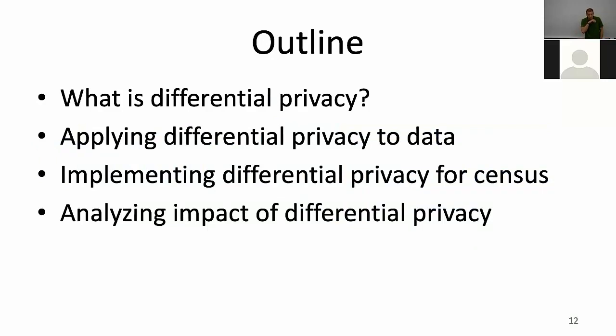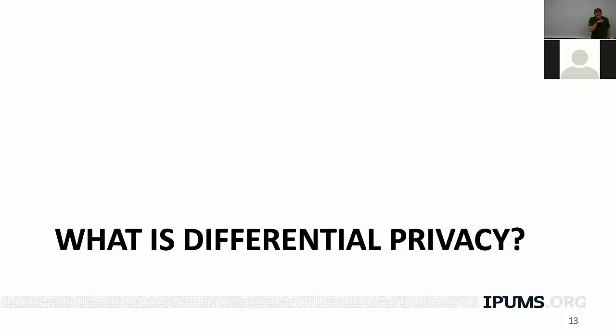So ignore the fourth bullet because that's going to come later. But the main goals of this talk are to define differential privacy, show how differential privacy is applied to data using a simple example, and then look at how the Census Bureau implemented differential privacy for the 1940 census. After a break, we'll come back and look at how differential privacy is impacting the data that come out of the system. So what is differential privacy?